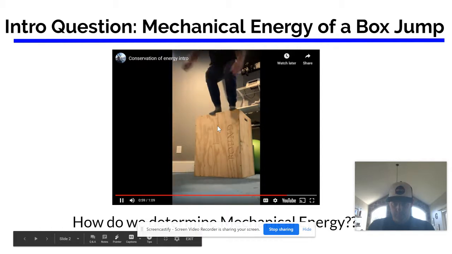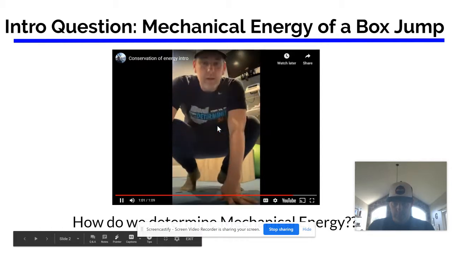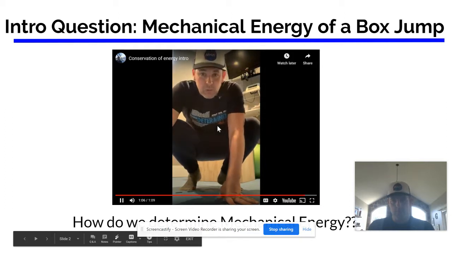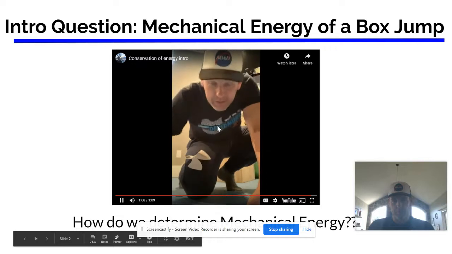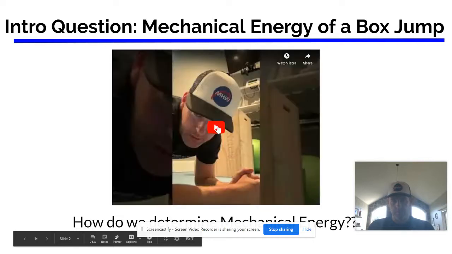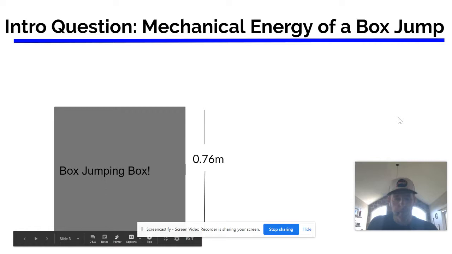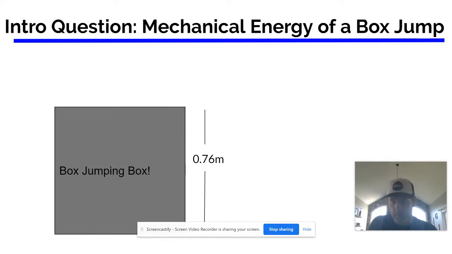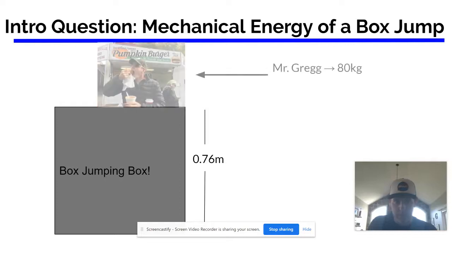Then I jump. And using that initial information, we can determine what my velocity is when I hit the ground, which we'll do. Okay, my shirt even says determined if you saw that, so that works out pretty good. All right. Okay, so just to review, so there is the box jumping box, 0.76 meters.